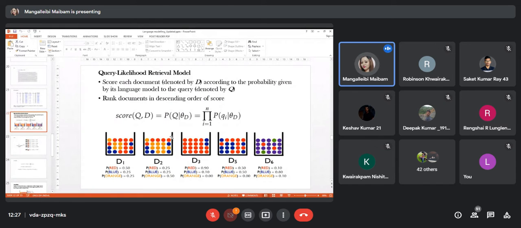Query likelihood retrieval model. Here in the query likelihood retrieval model, we have to score each document, for D1, for D2, for D3 separately. When we found the score in the previous example also, we calculated it for each document. Just give me one second.